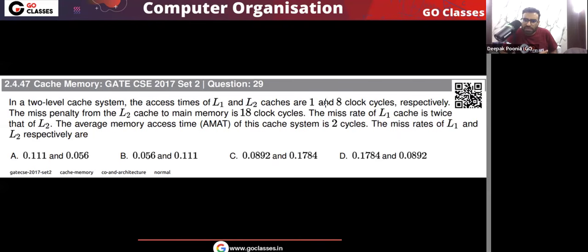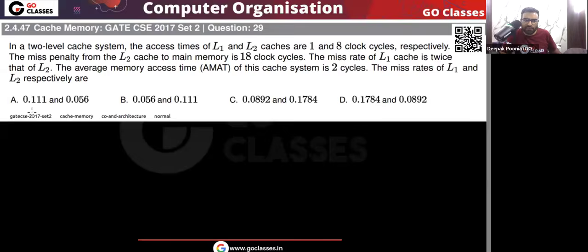The miss rate of the L1 cache is twice that of L2. The average memory access time of this cache system is 2 cycles. We need to find the miss rate of L1 and L2. So this is a very simple question. We just need to apply the average memory access time formula. In this question, the average memory access time is given to us, and we need to find the miss rate of L1 and L2.